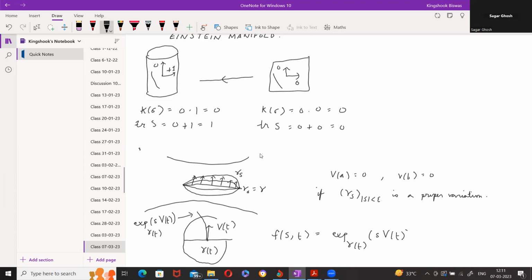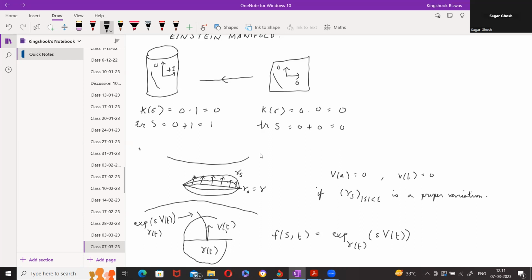Now the only thing that you have to check is that there is some interval (-epsilon, epsilon) for which this is well defined. This is only an issue if the manifold is not complete, that is, if the exponential map is not defined on the whole tangent space at each point. So if the manifold is compact without boundary, then there's no problem. The exponential map is defined on the whole tangent space.